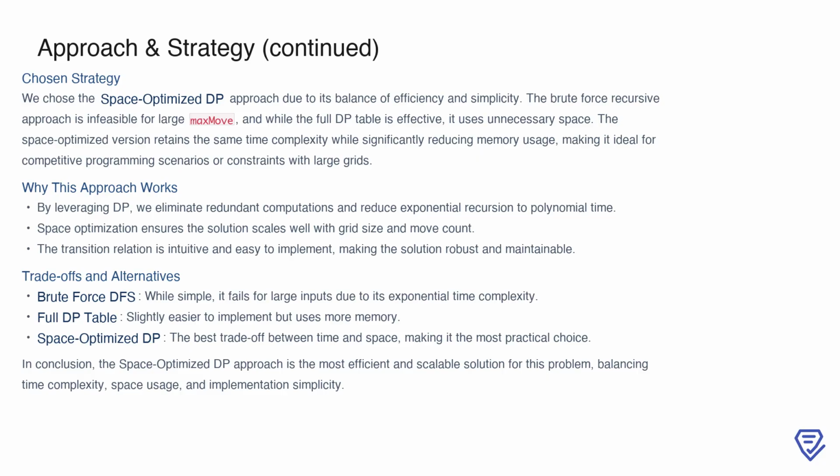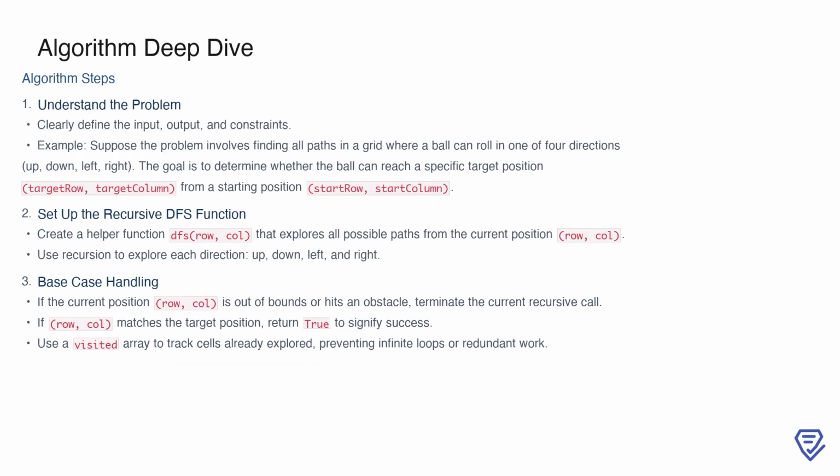The chosen approach works effectively because it eliminates redundant computations through DP, reducing exponential recursion to polynomial time. Additionally, the space optimization ensures the solution scales well with both grid size and move count. The underlying transition relation is intuitive and straightforward to implement, making the solution not only efficient but also robust and maintainable. Overall, the space-optimized DP strikes the perfect balance between computational efficiency and memory usage, making it the most practical solution for the problem.